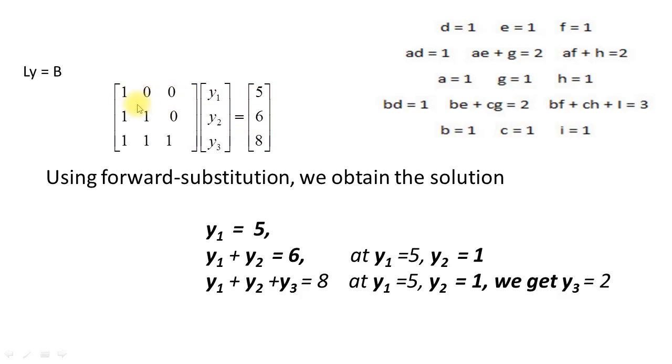Now from the forward substitution we obtain y1 is equal to 5, y1 plus y2 is equal to 6. Putting the value of y1 we obtain y2 is equal to 1, and in the third equation y1 plus y2 plus y3 is equal to 8. So putting the values of y1 and y2, we obtain the value of y3 is equal to 2. Now for this matrix Y, we obtain y1 is 5, y2 is 1 and y3 is 2.